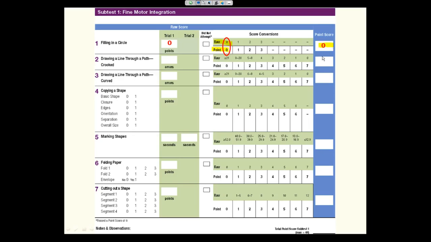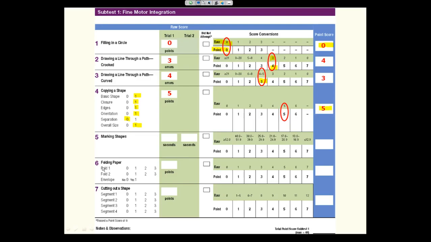Now, for drawing a line through a crooked path, Mary was able to do it with only 3 errors. Well, 3 is a lot of errors, actually, which corresponds to a point score of 4. With drawing a line through a curved path, she again had 4 errors, which corresponds to a point score of 3. With copying a shape, she was able to have 5 points here. And again, I apologize, I don't have it listed here, but basically she got 1 point for basic shape, closure, edges, orientation. She had a little bit of separation, so she had a 0 there, and the overall size was okay. So that's a score of 5 points, which corresponds to a point score of 5 as well.